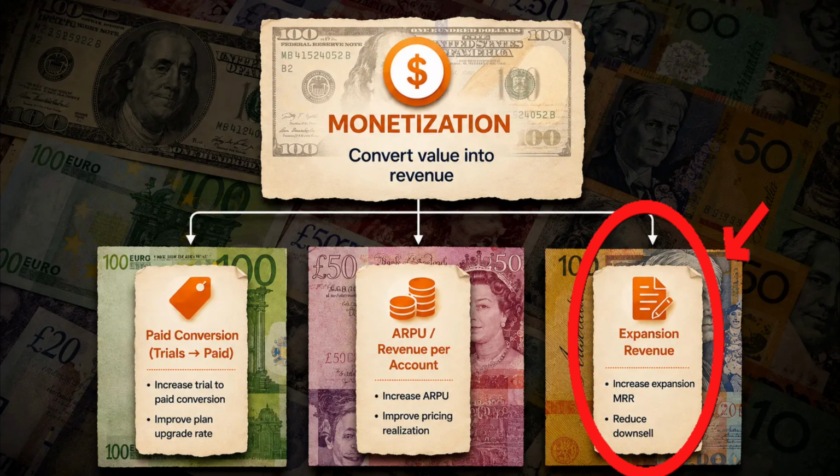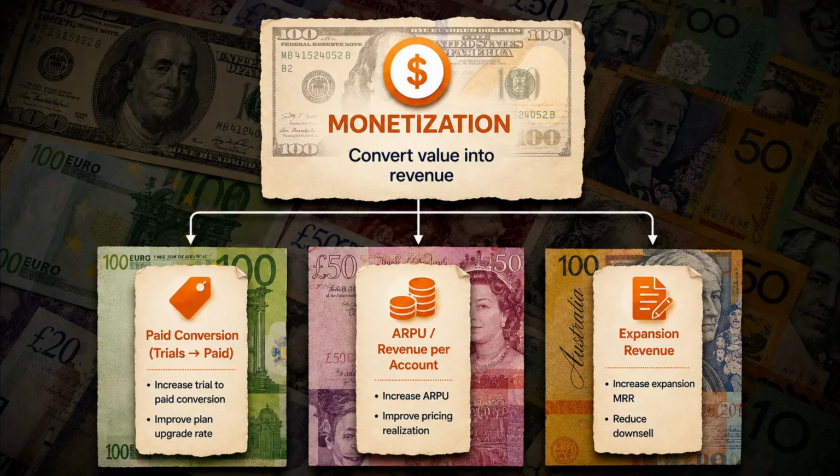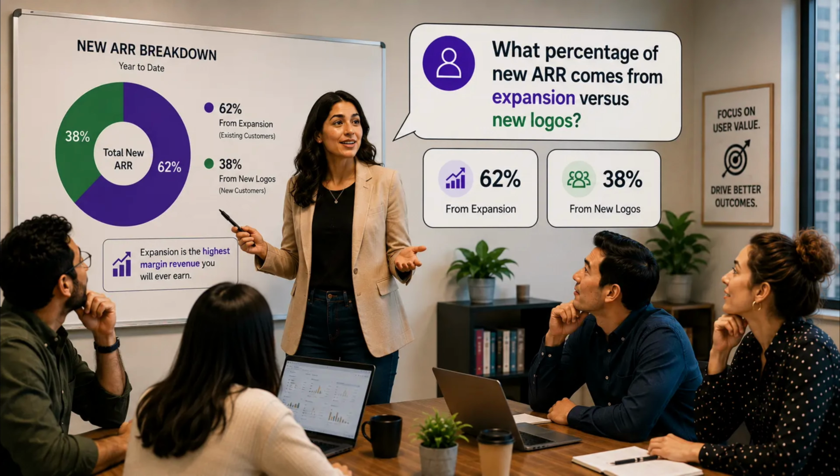Expansion revenue. Revenue from existing customers buying more. Increase expansion MRR and reduce the downsell, when customers move to a cheaper plan instead of leaving. Expansion is the highest margin revenue you will ever earn, and it's the metric that drives net revenue retention above 100. Ask yourself, what percentage of new ARR comes from expansion versus new logos? Best-in-class products get 30 to 50% of new ARR from existing customers.